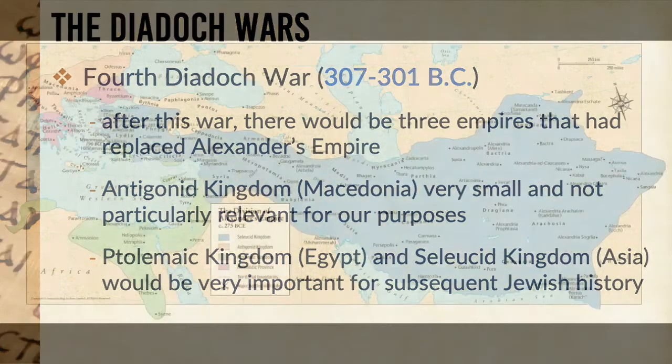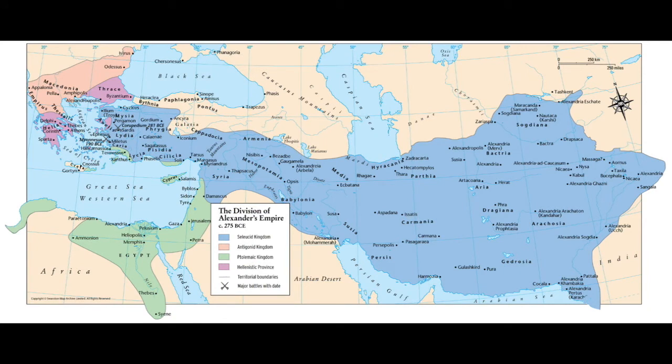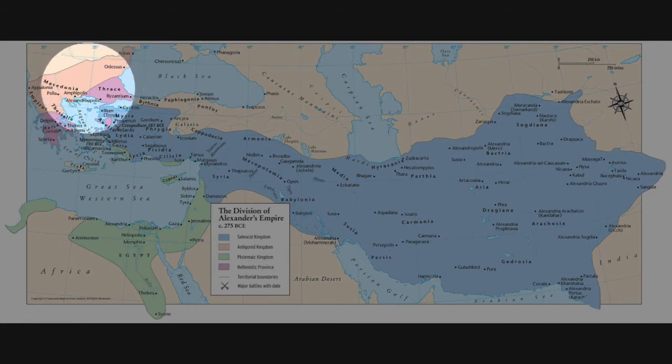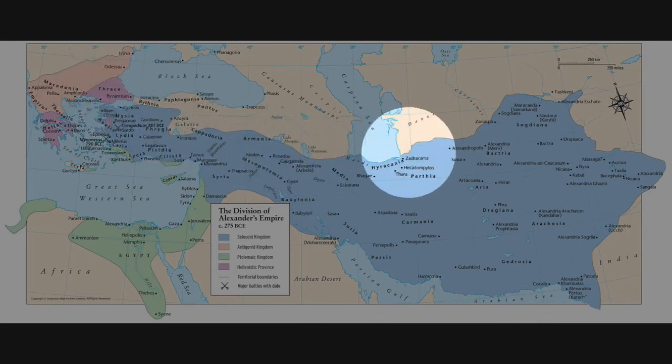Let's pull up a map again. This is very similar to the one we've already seen, but it shows how things end up after these Diadoch Wars. I'm just going to point out some things here with a pointer. If you'll look in the highlighted section, maybe if I can get it to cooperate. There we go. If you'll look up here, this area is the Antigonid Kingdom, that darker orange. These purple areas are Hellenistic provinces. So that kingdom up there and that area up there, we're not going to talk about. They're not important for us this evening. Then we have this very, very large section of blue.